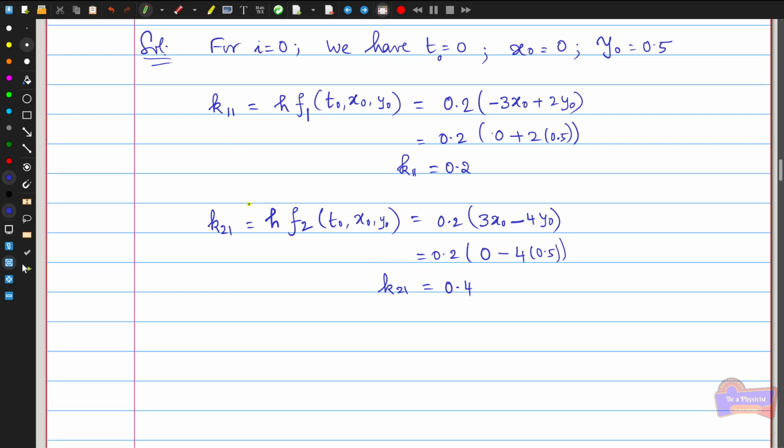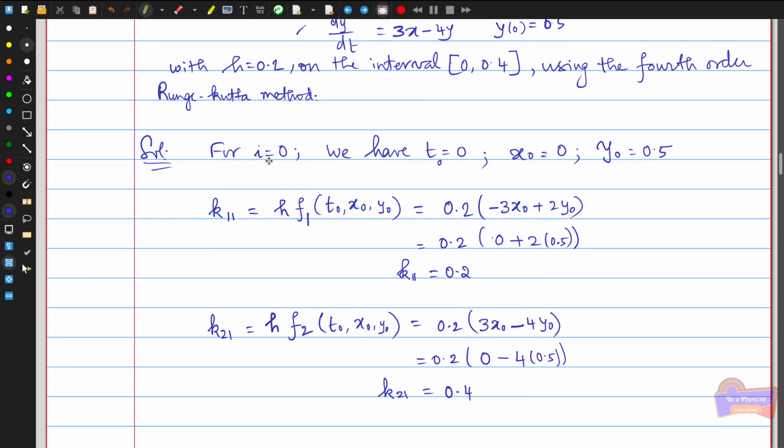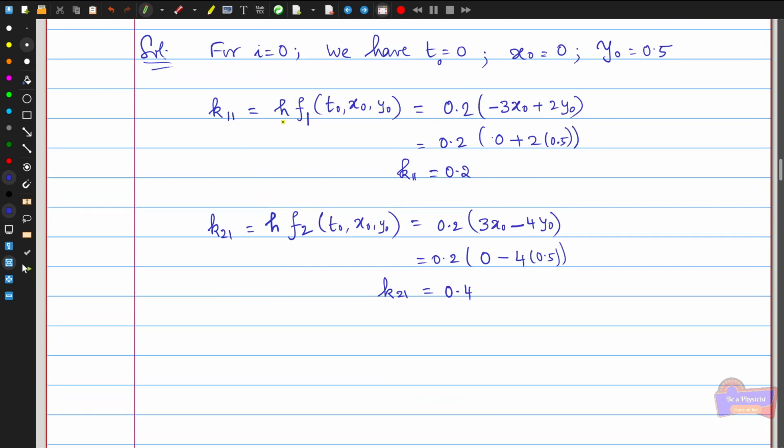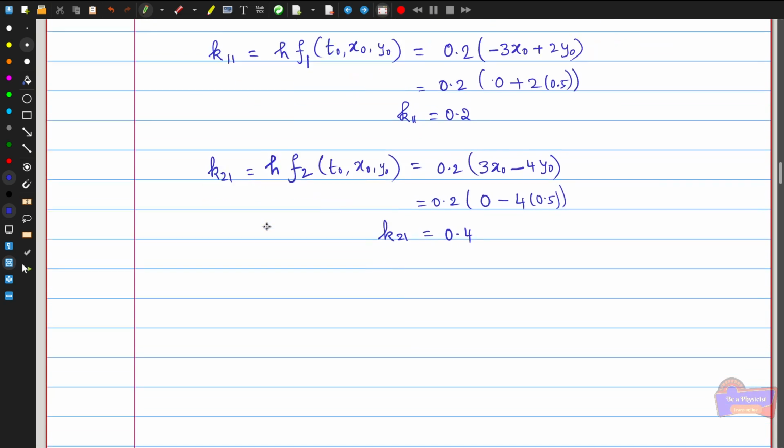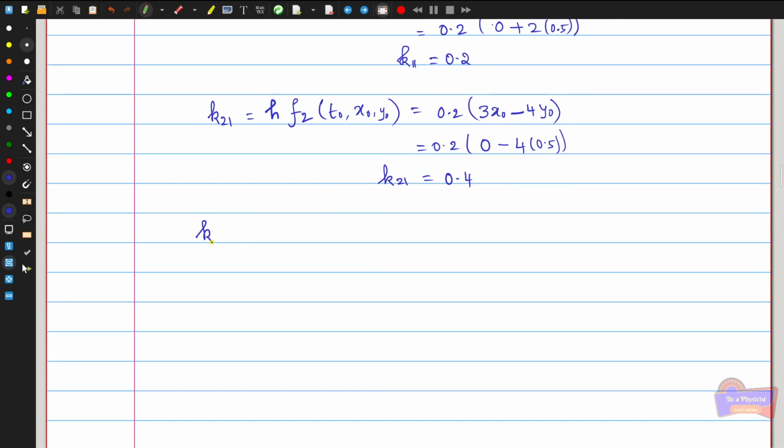Similarly, I can find the next slope k12 for the x as well as k22 for the y. So k12 is equal to h into f1 of t0 plus h divided by 2, x0 plus half times k11, comma y0 plus k21 divided by 2.